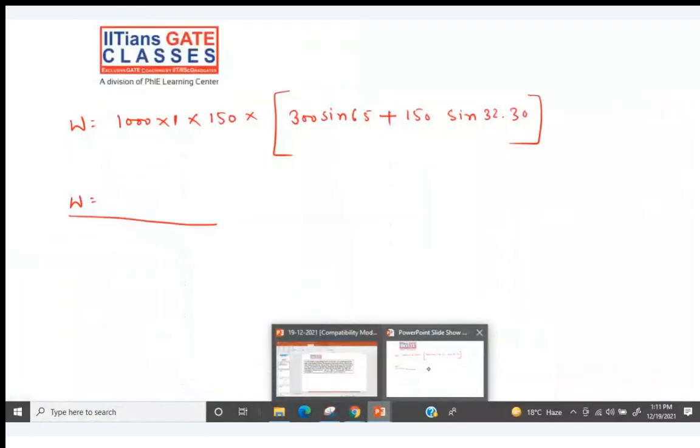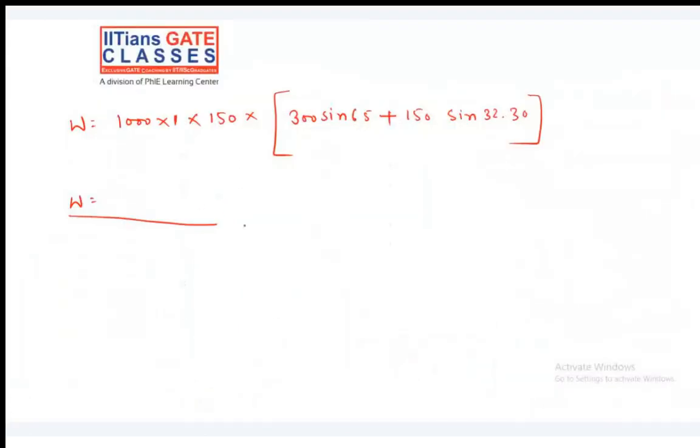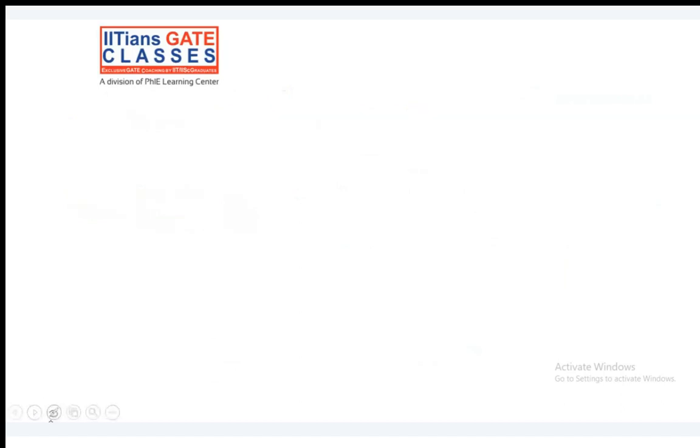Okay, let me continue. From here, your W value will be 52.80 kilojoule per kg. Okay. Moving to the next part of this topic. We have no more questions to solve now.